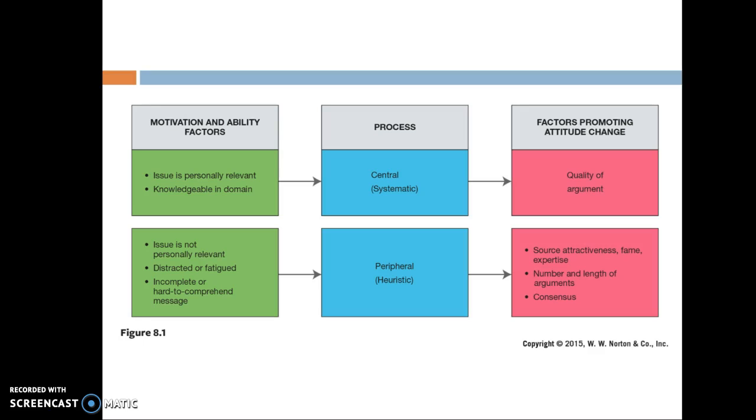Now here we have the dual process approach to persuasion model. And this kind of shows you, whether it's the central or the peripheral route, the motivation and ability factors involved. And we're going to be talking in the next frame a little bit about what that is. And then the factors promoting attitude change for each.